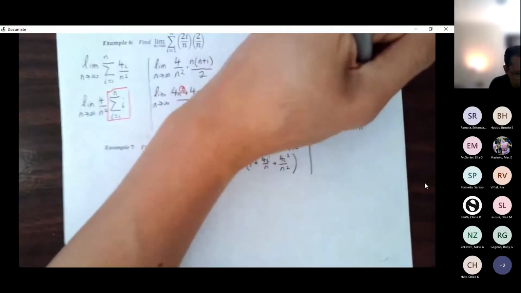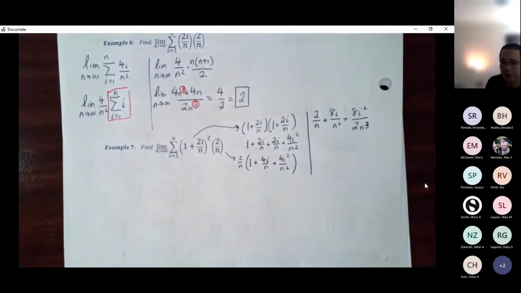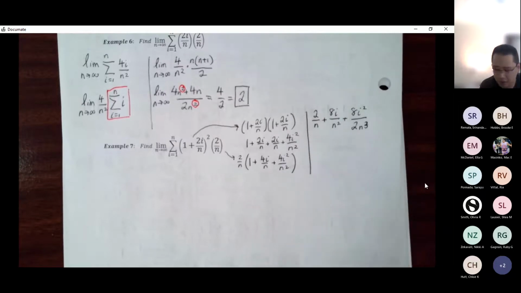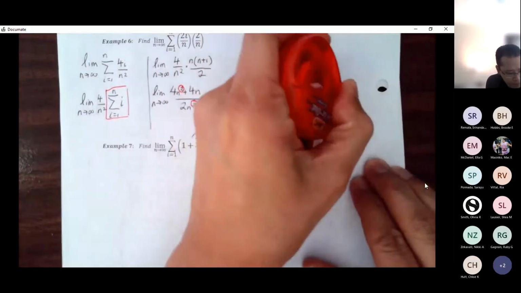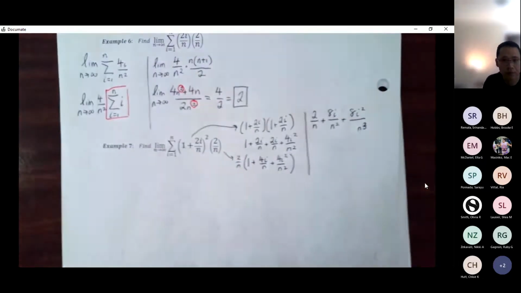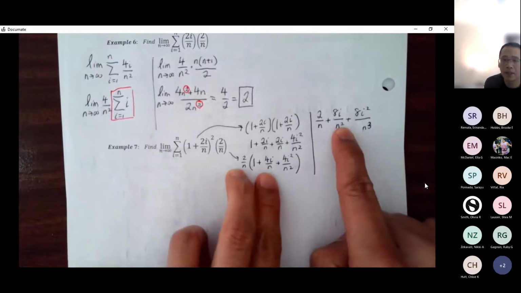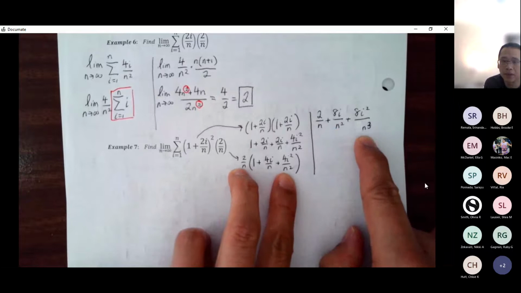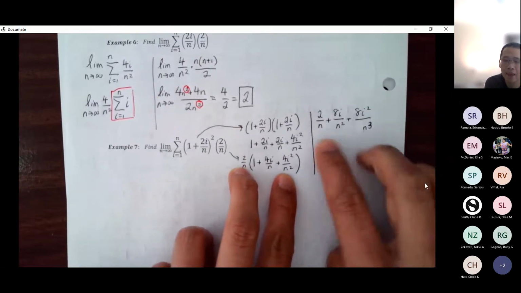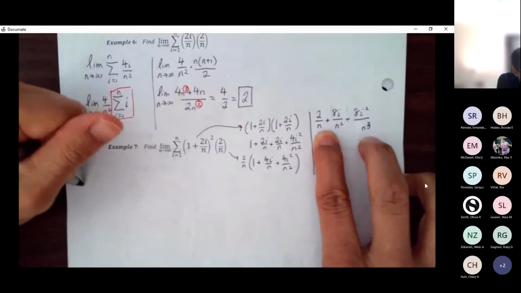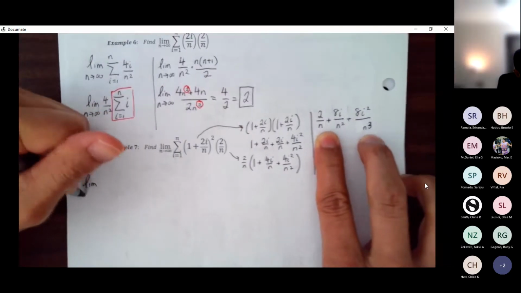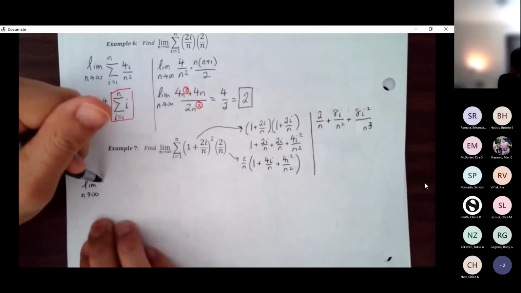Sorry, 2n cubed here. Oh, my bad. 8i, there's not the 2 there, it's just n cubed. Right? 2 over n plus 8i over n squared plus 8i squared over n cubed. Okay, right? So let's assign that summation to each of the terms now that we have everything separated.